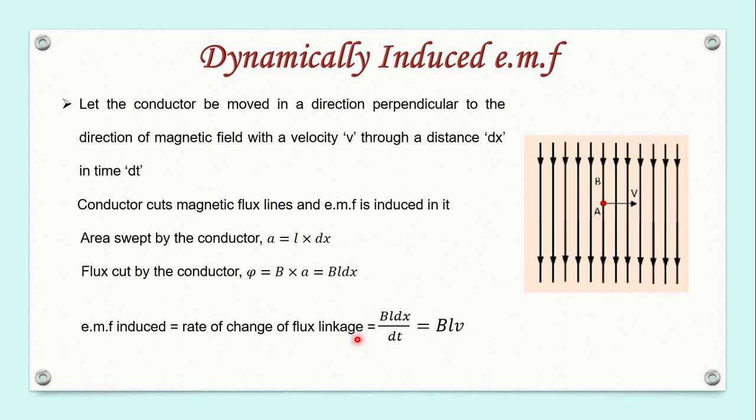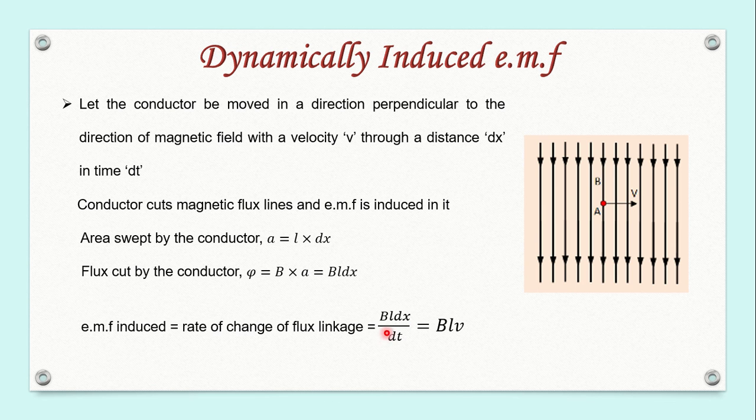The rate of change of flux linkage. Okay. Flux linkage is number of turns into flux. So here we are considering a single conductor, not a coil, so we can assume the number of turns as 1. So N into phi divided by time, where N is 1. So rate of change of flux linkage will be change in flux linkage divided by time. Okay, so we need the value of flux and the corresponding time.